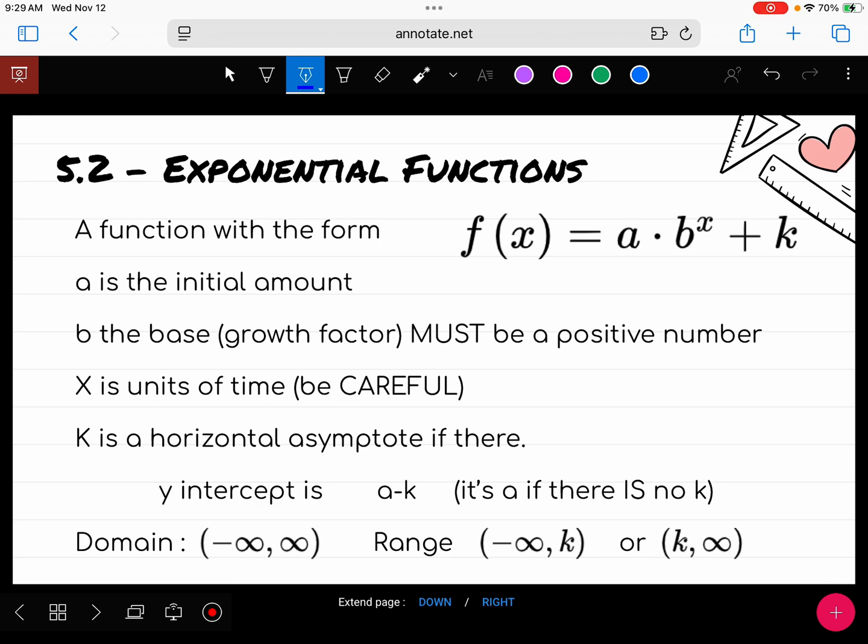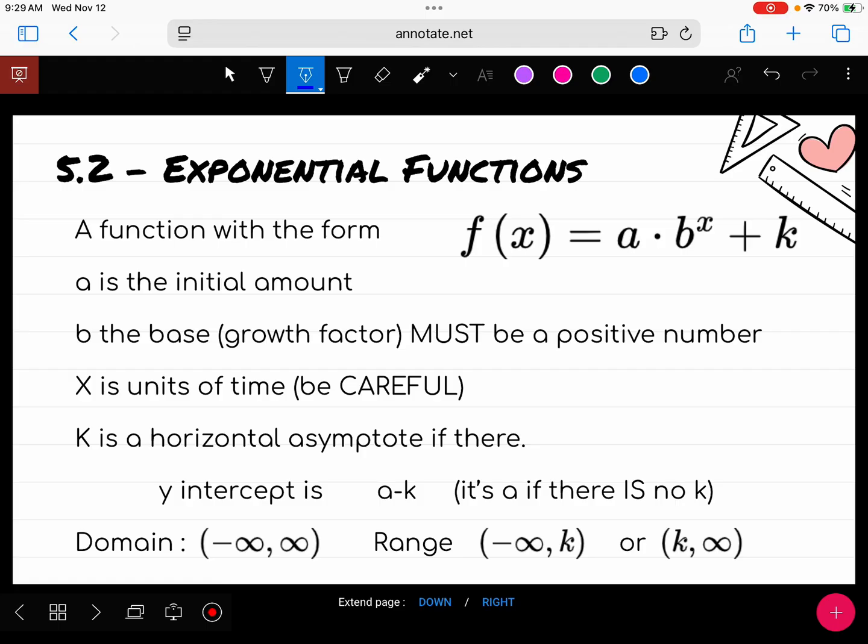X is going to be our units of time. When we're dealing with story problems, it's also our exponent. And if we have a k here, that will be a vertical shift or an asymptote. We will very rarely have asymptotes in the story problems, but when we're looking at other parts, there is.